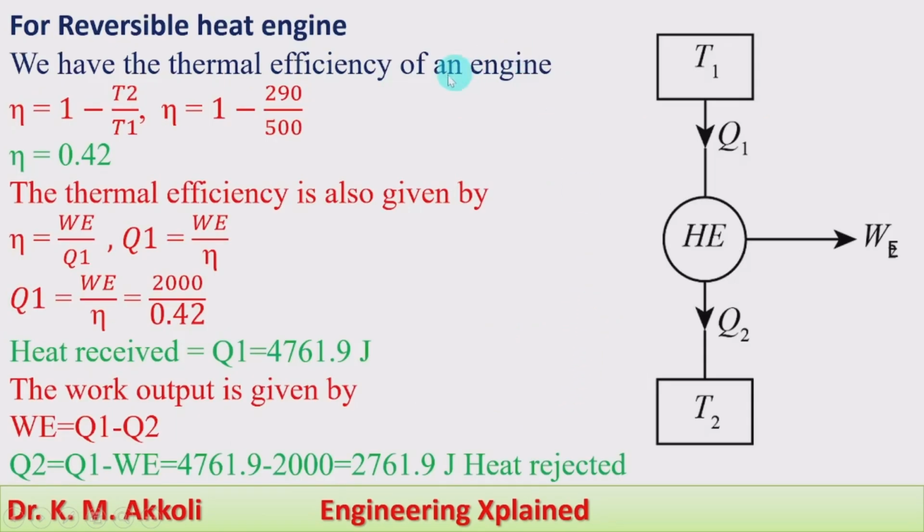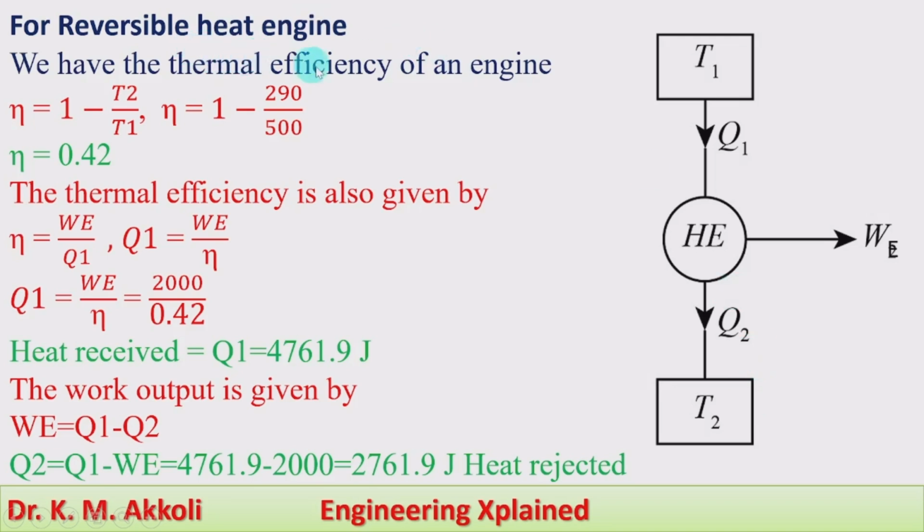First we will take the reversible heat engine. This reversible heat engine is operating between the two temperatures, T1 and T2. There is a high temperature reservoir. It receives Q1 amount of heat. Part of it will convert into work output, and the remaining waste heat it is rejecting to a low temperature T2 with the amount of Q2.